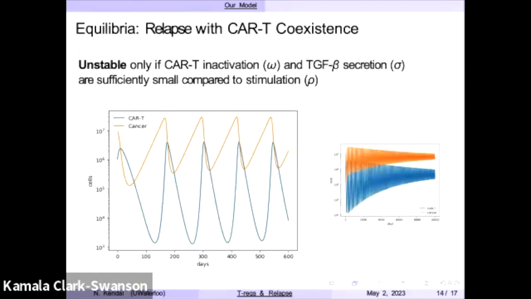And finally, we need to see if our model ever does have coexistence. And the answer is it does, because it is still fundamentally a lot of prey-predator dynamics here. But what we find is a condition that is necessary for instability. And it's these same 3 parameters, but opposite. The inactivation and the secretion have to be sufficiently small compared to the stimulation. And that's interesting because now we can get a range for our parameters.